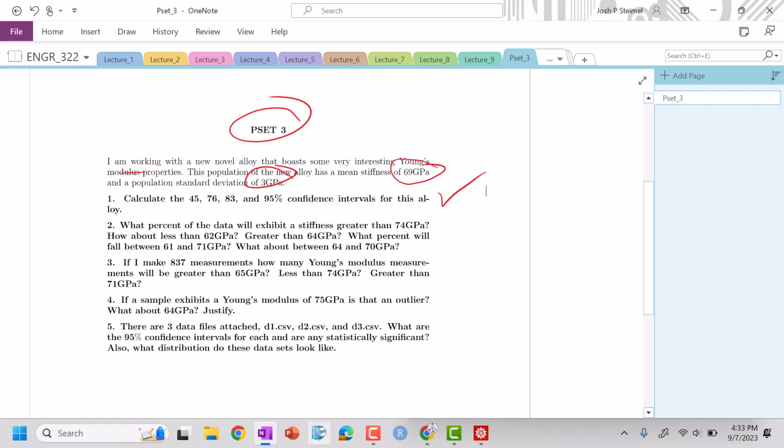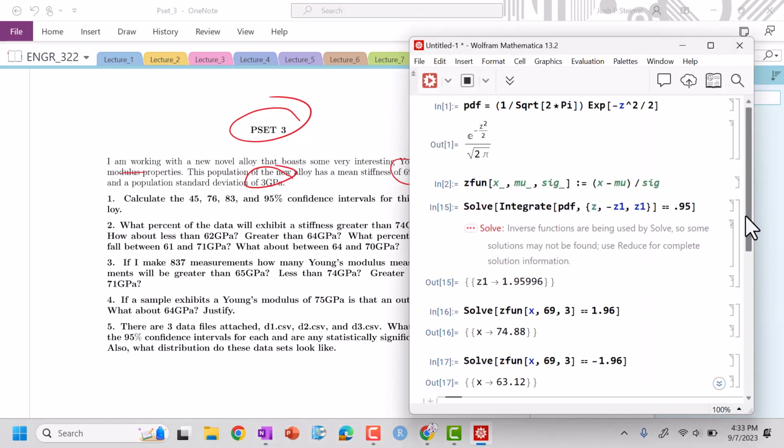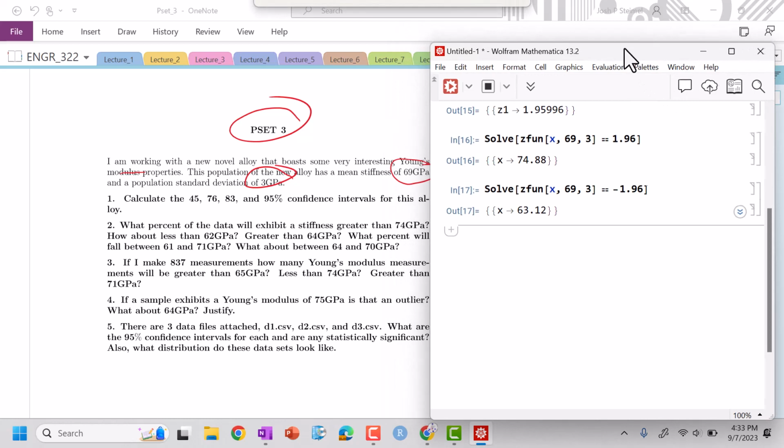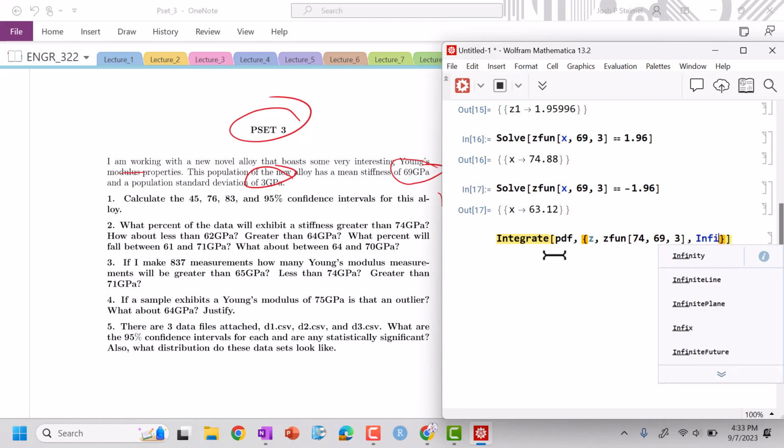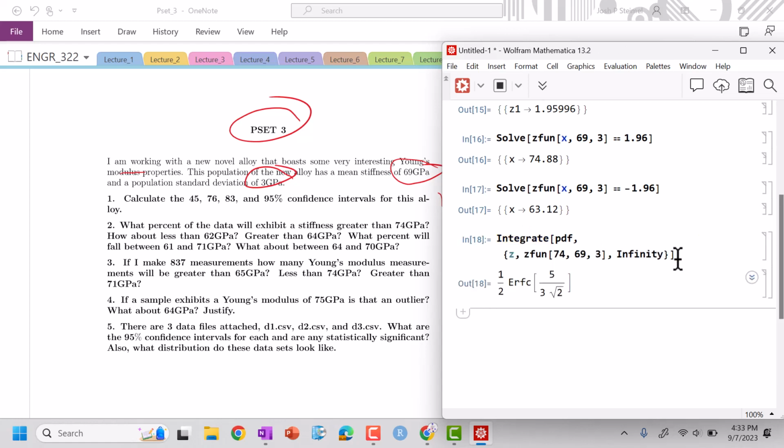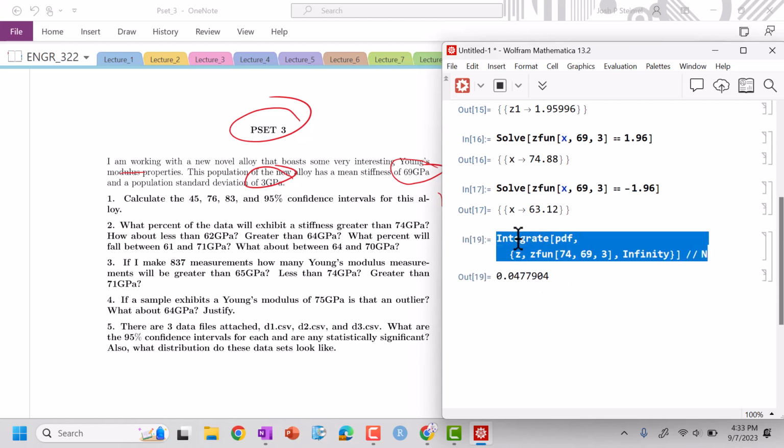All right. So then we are asked, actually, if you look it over here, what percent of the data will exhibit a stiffness greater than 64 gigapascal? So I can do integrate, and then we are going to do PDF from our z function of our greater than 74, 69, and 3. And we're going to go from here to infinity. And let's look at it numerically. So that'll be my percent of a greater than 74.